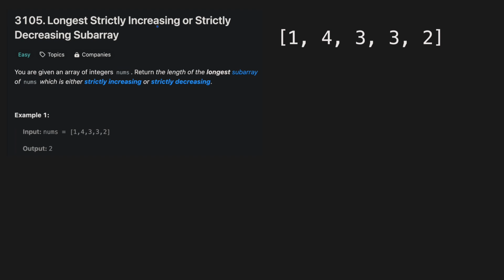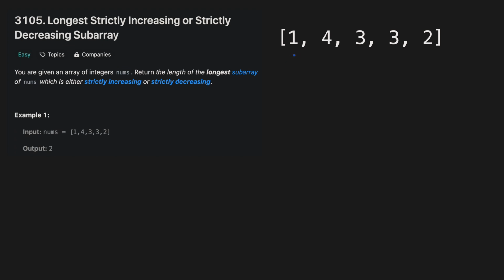Longest strictly increasing or strictly decreasing subarray. Leetcode 3105. In this problem we are given an array of integers nums and we should return the longest subarray of nums which is either strictly increasing or strictly decreasing. Let's try to understand these terms with this example.